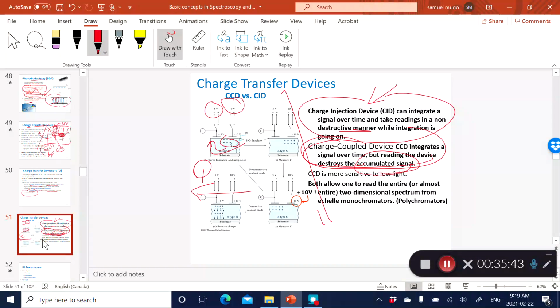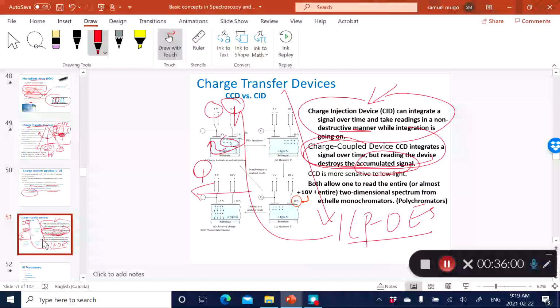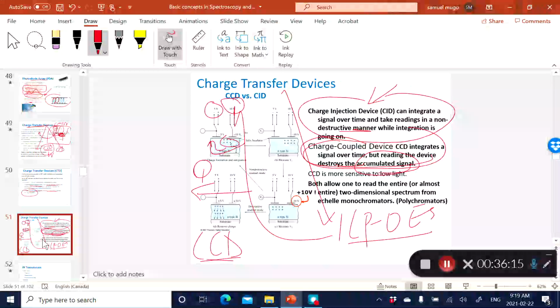So the CCD or the CID are very common types of detectors, and very sensitive. Like the ICP-OES you used in the lab, what is present is actually a CCD. That's a type of detector. Your cameras on your cell phones are also based on CCD technology. So again, you can see the importance of these types of platforms for many different applications.